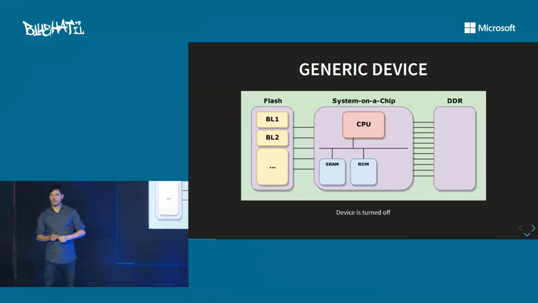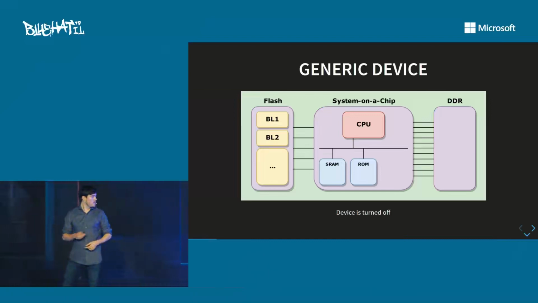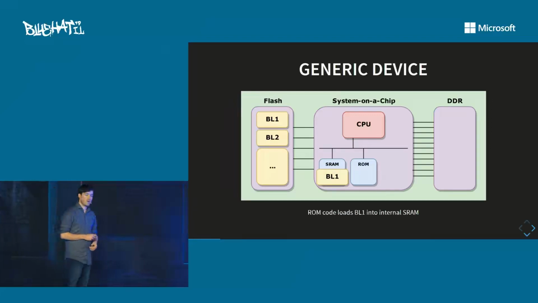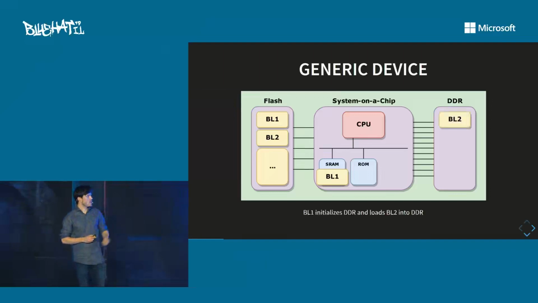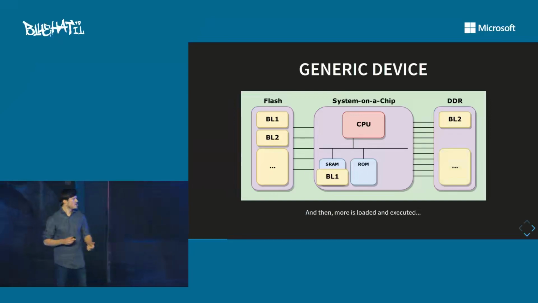So this is the state when the device is turned off, and when it boots, when it's released from reset, the ROM code will load the BL1 into SRAM. And then the BL1 will initialize DDR and load the BL2 into it. And so on and so forth.